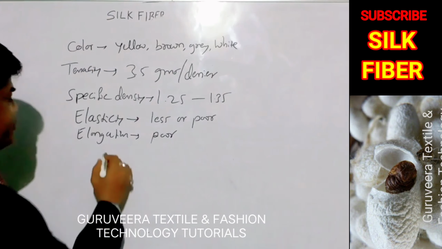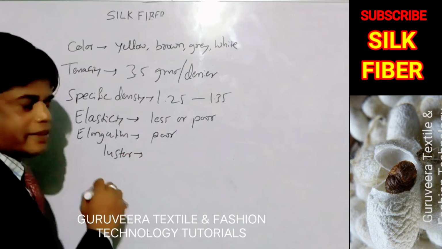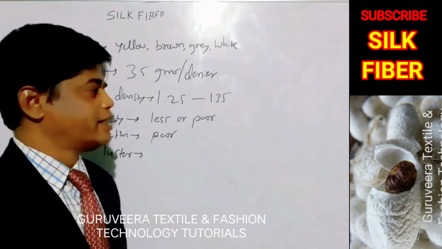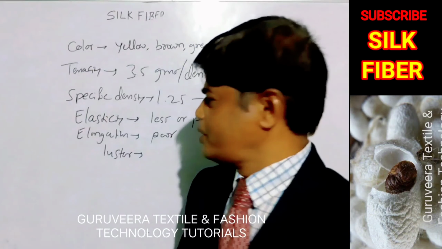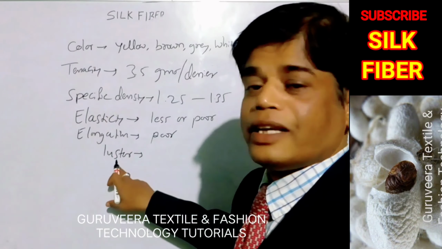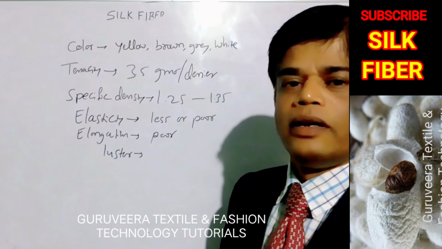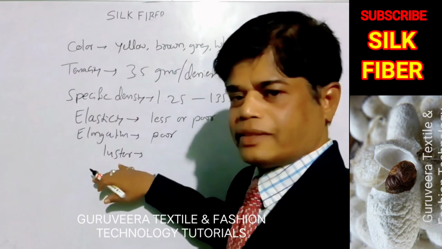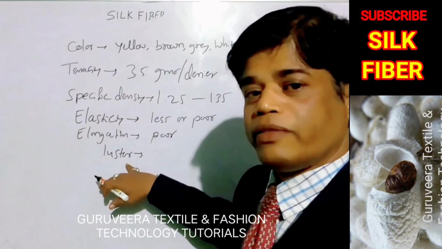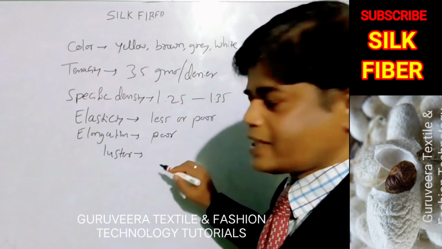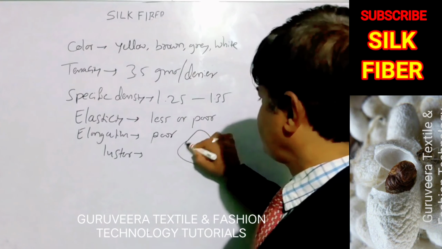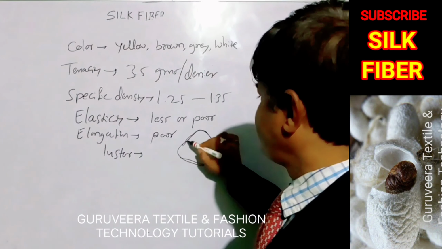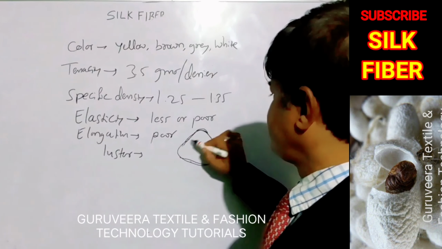Now, luster. Among natural fibers, silk is the queen of the textile industry. Cotton is the king of the textile industry. Why is silk the queen? Its luster is very high. It is more like synthetic fibers, polyester, nylon. It is competing. The luster of silk is natural, God-gifted, because the cross-sectional area of this silk fiber is like a triangle. It has three sides and three curved faces.